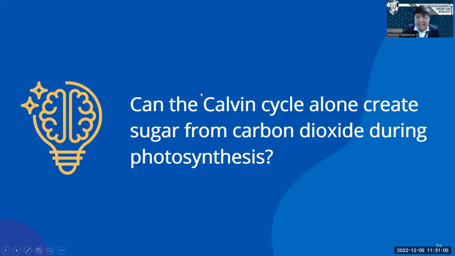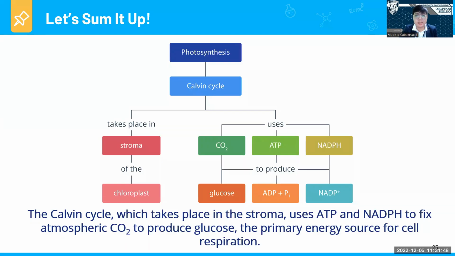May question dito. Can the Calvin cycle alone create sugar from carbon dioxide during photosynthesis? Obviously, the answer is no, because Calvin cycle needs to have the product from the light-dependent reaction for them to be able to proceed. So without light-dependent, so di pa rin magkakaproduce ng sugar ang ating Calvin cycle. Right? So that's the answer to this question.